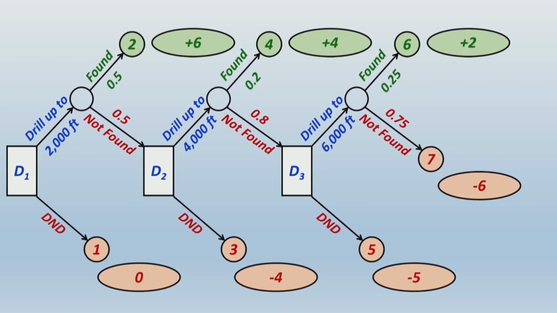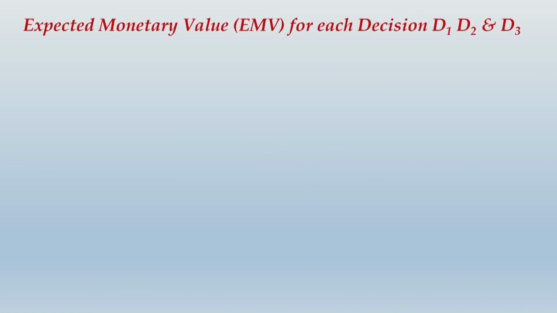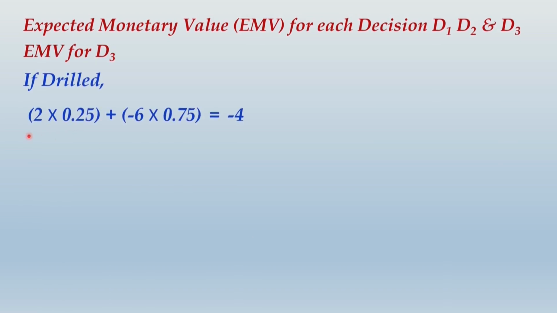Alright friends, once you have completed writing this entire decision tree diagram, we move ahead and compute the EMV for each decision D1, D2, D3. I don't have to tell you again that we need to get started from the backward, that is from the latest decision, that will be D3. So EMV for D3, if drilled, will be $2 million into 0.25 plus minus $6 million into 0.75, which gives you minus $4 million. And if not drilled, the cumulative cost was already $5 million, so the loss will be $5 million. So either way you have losses.